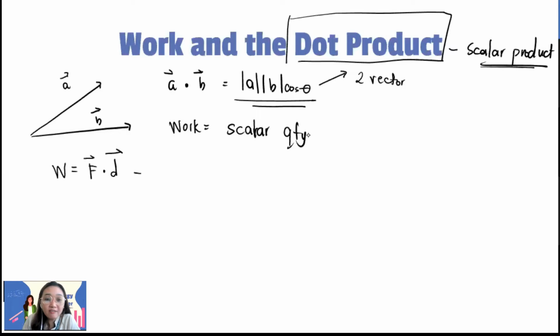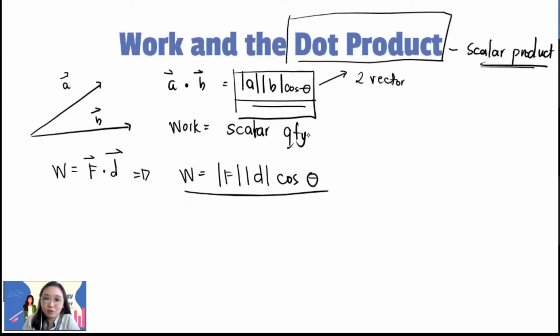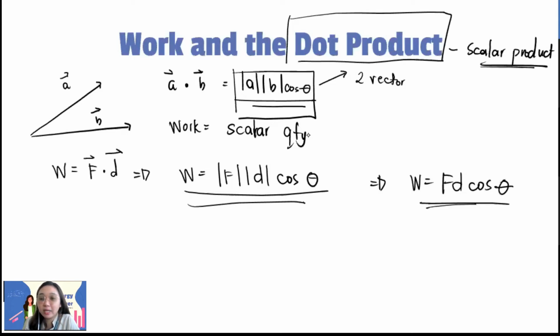So, it would give us the equation work is equals to F times D cosine theta. So, based from this expression, work is equals to FD cosine theta. So, ito din ay isang explanation kung bakit ito yung ginagamit na equation for work.